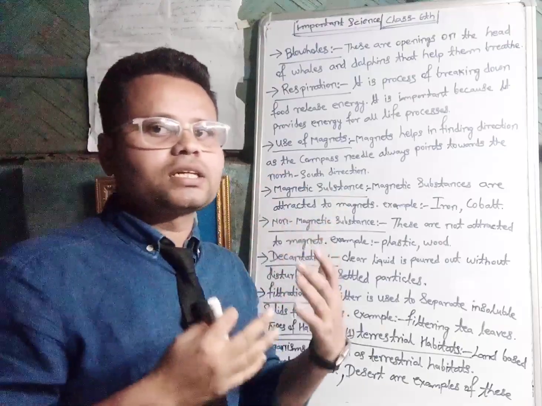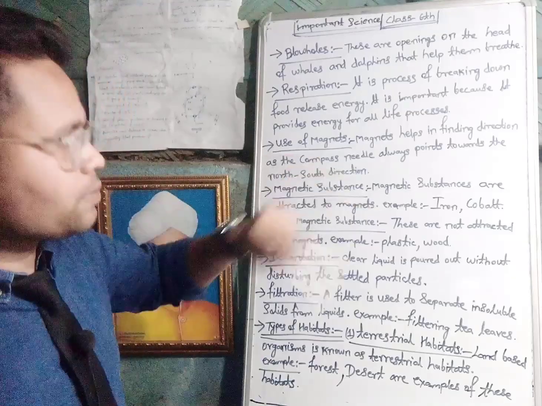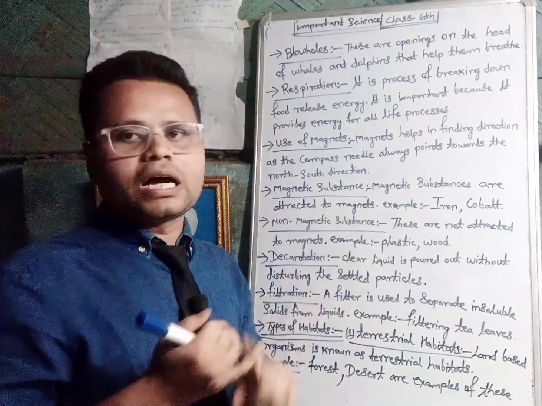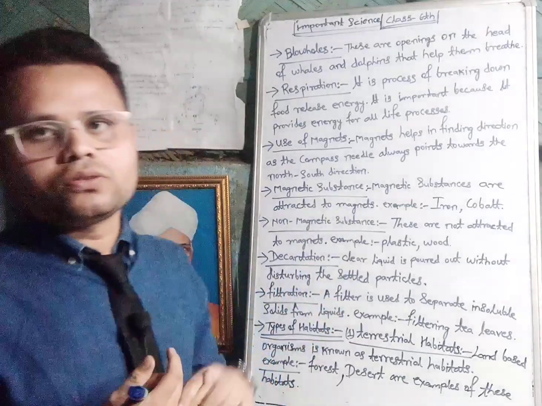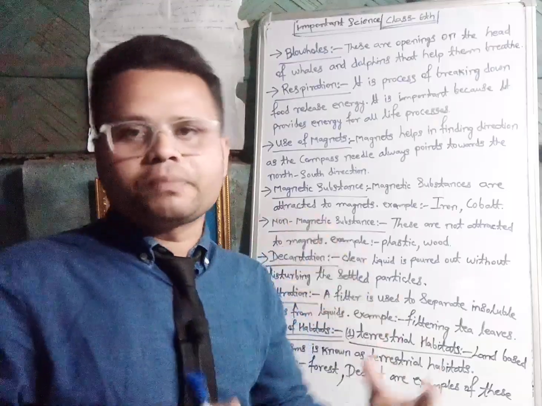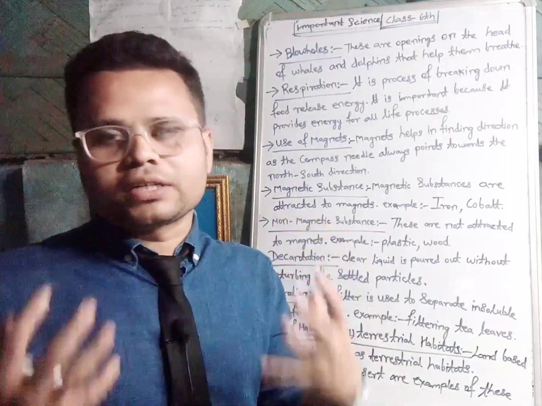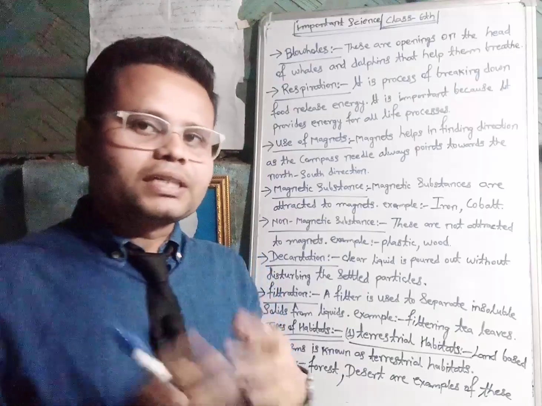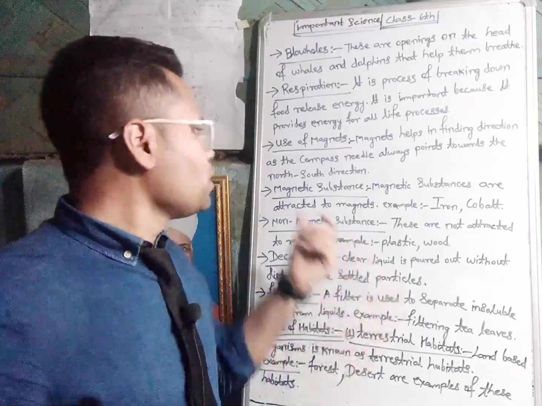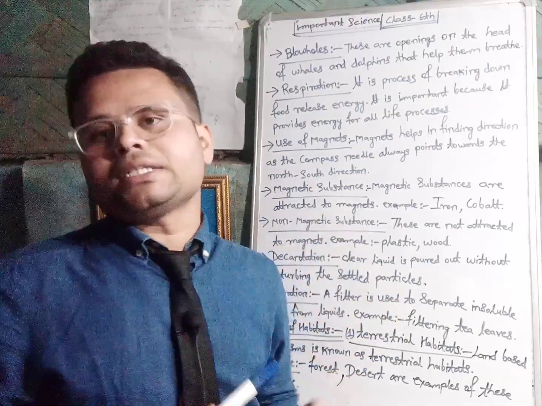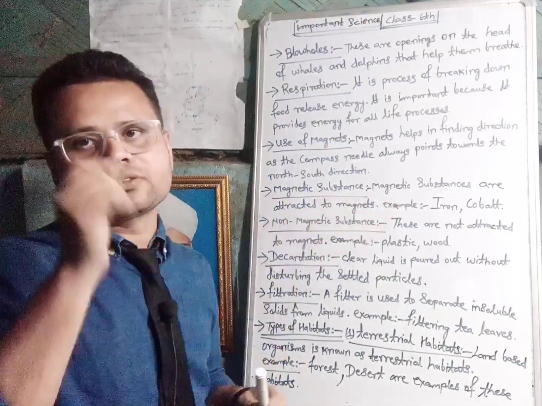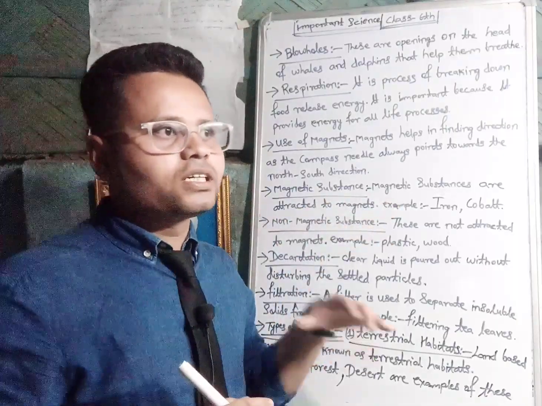Next is magnetic substances. Magnetic substances are attracted to a magnet, for example iron and cobalt. If you take wood and put it in front of a magnet, the magnet does not attract it. But in the case of iron and cobalt, the magnet attracts them because they are magnetic substances.